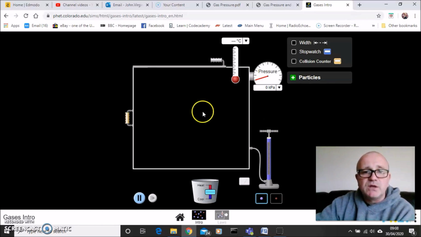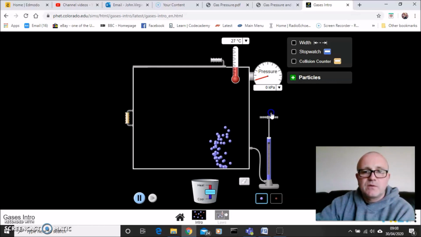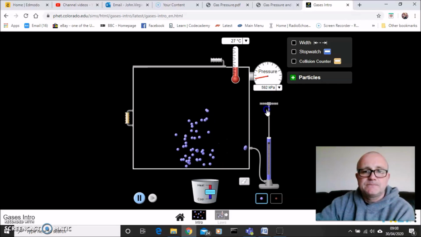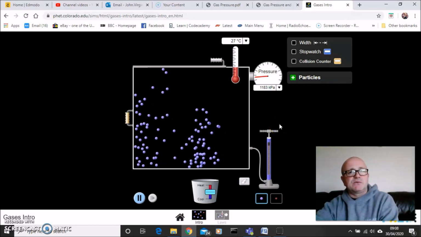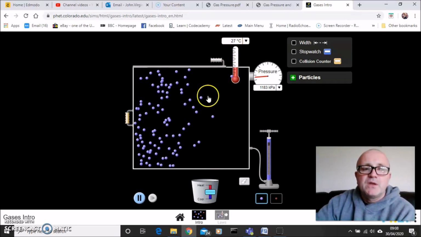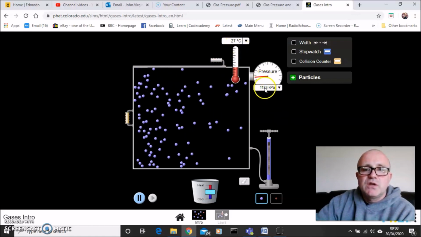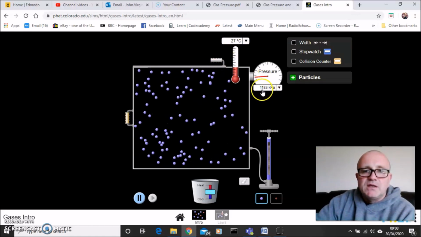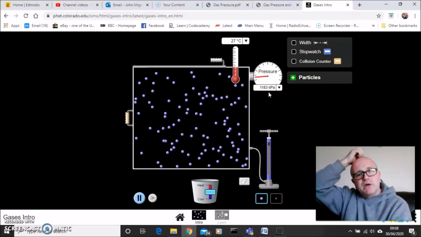Okay, so to the virtual experiment. We're going to need to put some air inside that container. So I'm just going to put two pumps of air into my container. There it is. There's all the air particles. You'll notice at the moment that the temperature inside my container is 27 degrees Celsius, and the pressure is 1,183 kilopascals inside my container.